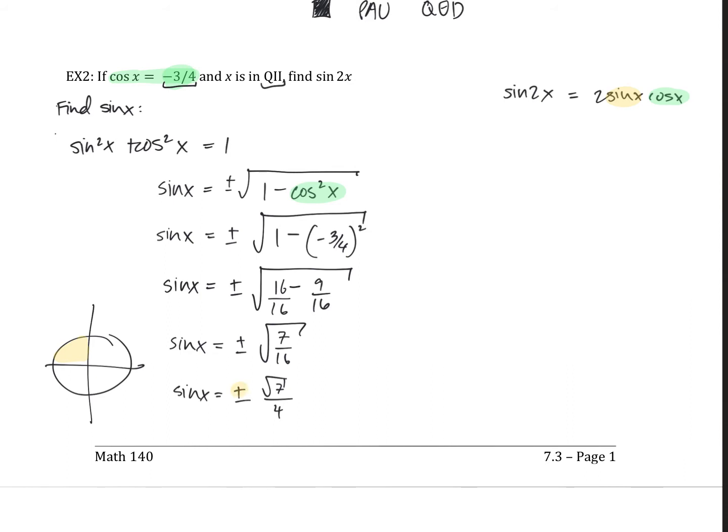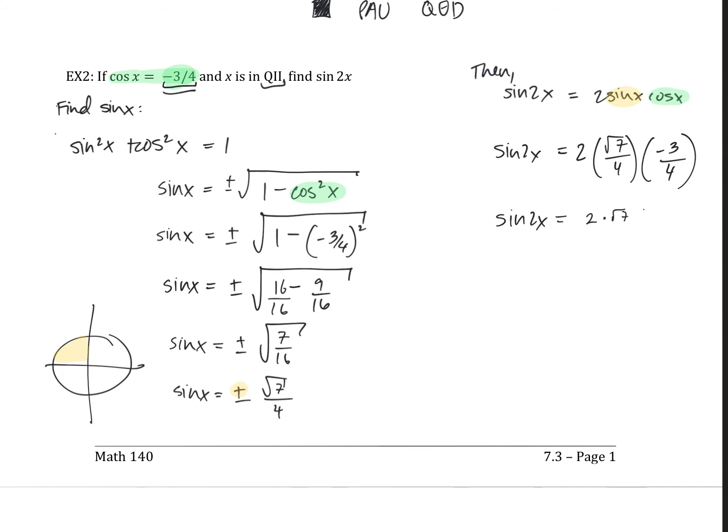Alright, so then sine of 2x is going to equal 2 times, and sine of x we found out was the positive square root of 7 over 4, and cosine of x you were already given was negative 3 over 4 from right there. And then let me go ahead and keep this going. And then sine of 2x is going to equal 2 times, and we have the negative 3 and the root 7.